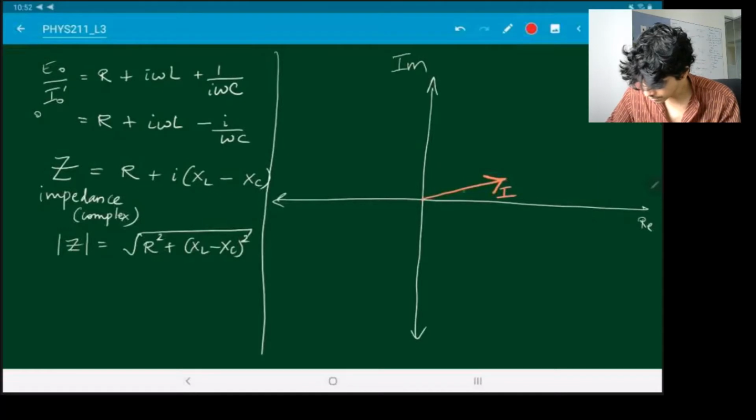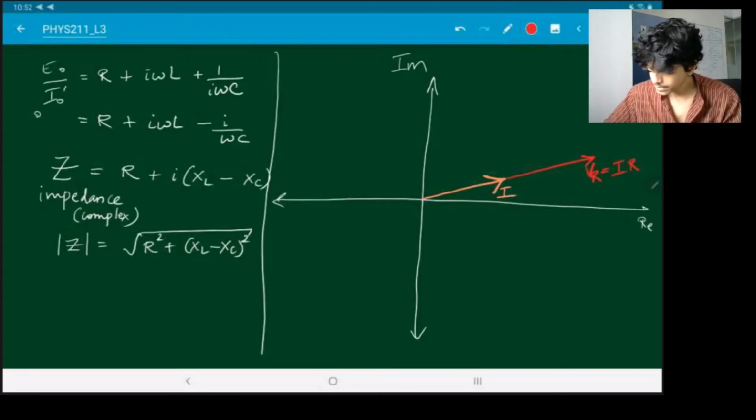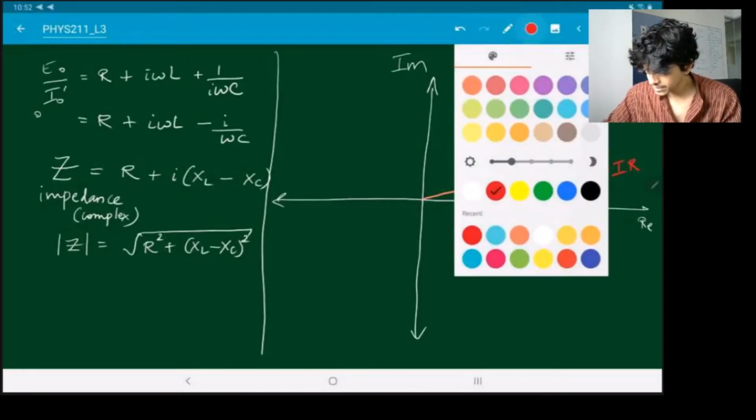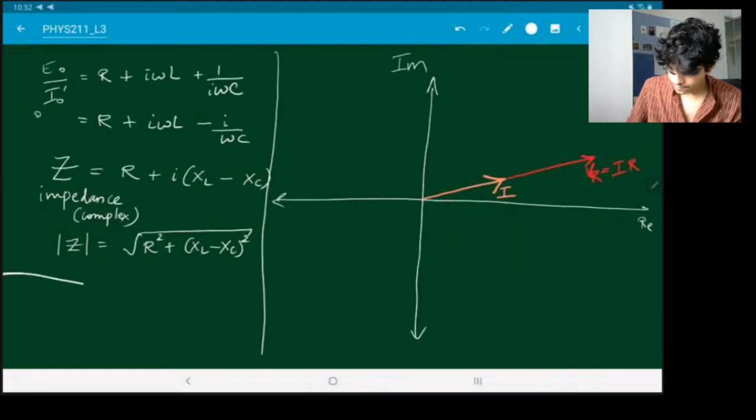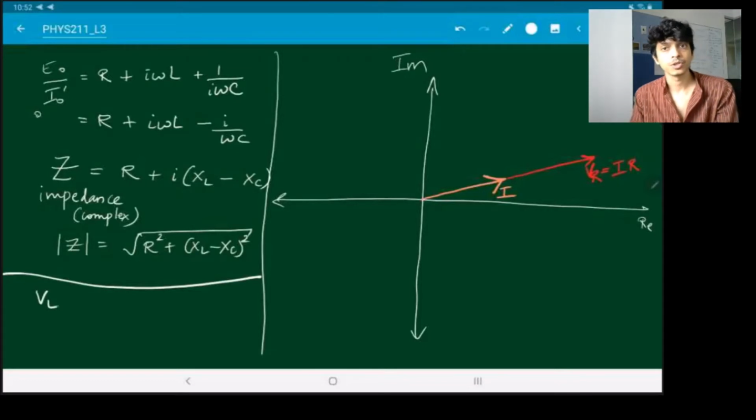across the resistor is going to be something like this. This is just I times R. The resistance is just a scalar, so I times R is just a stretching of this same I vector. Alright. Now what if I'm interested in not VR but let's say VL, which is the voltage across the inductor.